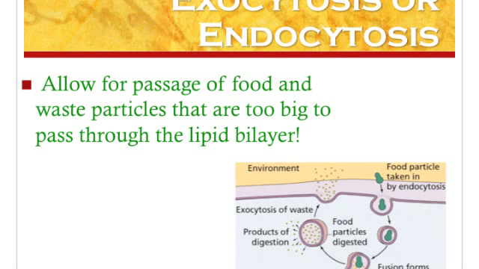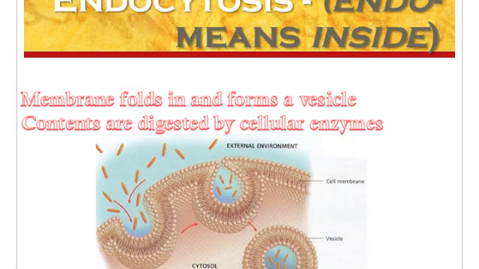Now, there are two ways to allow things into the cell and out of the cell. You have exocytosis and endocytosis. These allow for the passage of food particles and waste particles in and out of the cell. In endocytosis, the membrane folds and forms a vesicle. The contents are digested by cellular enzymes. An example of endocytosis is eating. You're cupping the food and then you're digesting it. It forms a cupping suction cup, and it engulfs the food essentially.